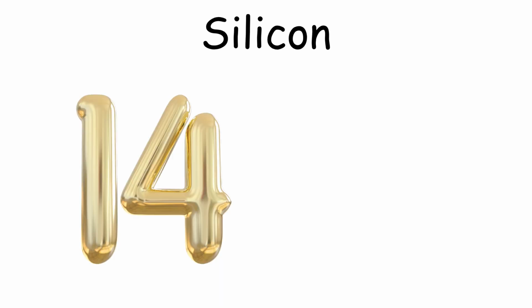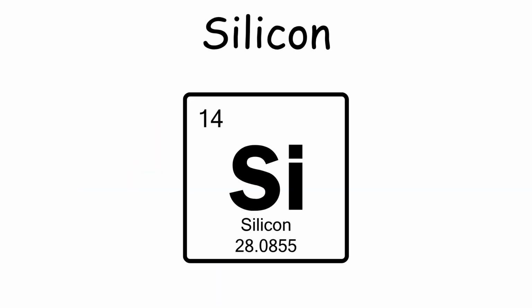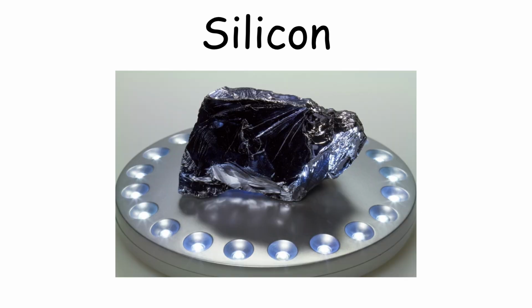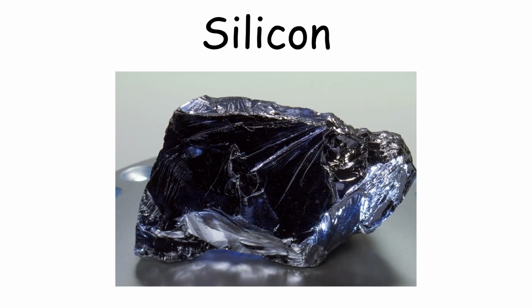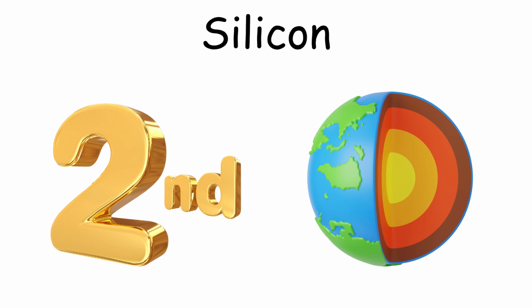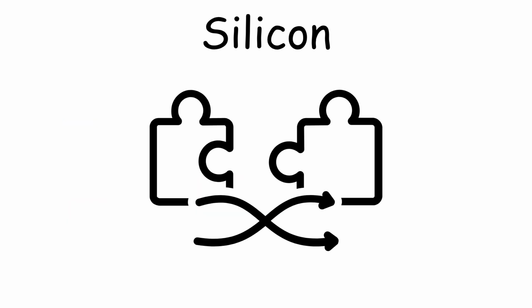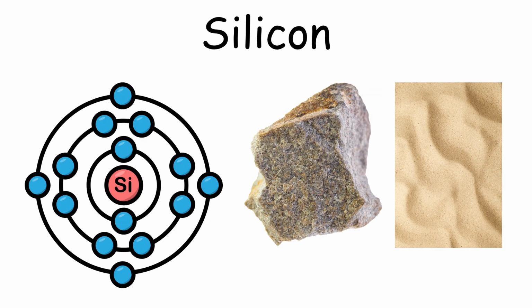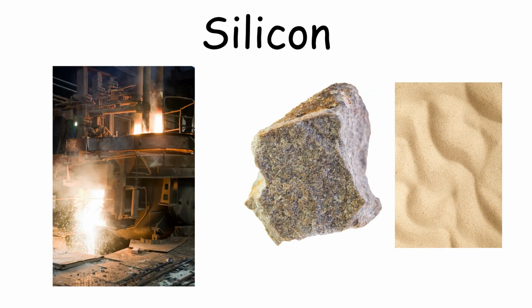The 14th element with symbol Si, silicon, is a metalloid and semiconductor that is a hard and brittle crystalline solid with a bluish-gray metallic luster. It is the second most abundant element in the Earth's crust behind oxygen and is found combined with other elements in rocks and minerals. Pure silicon is made by reducing quartzite or sand in an electric arc furnace.